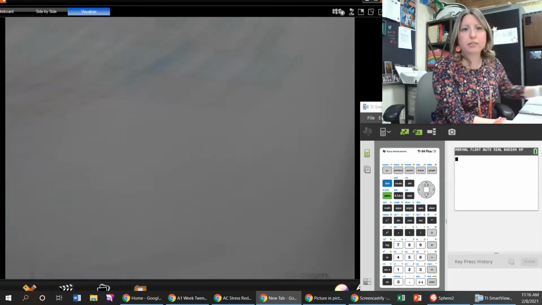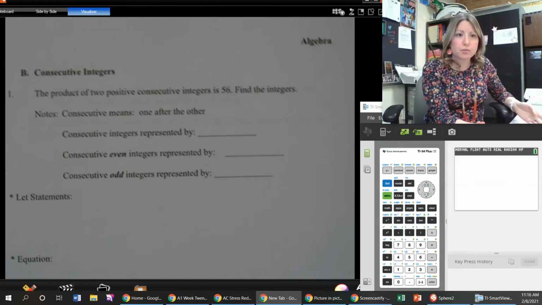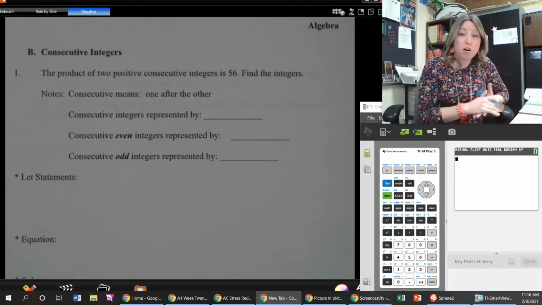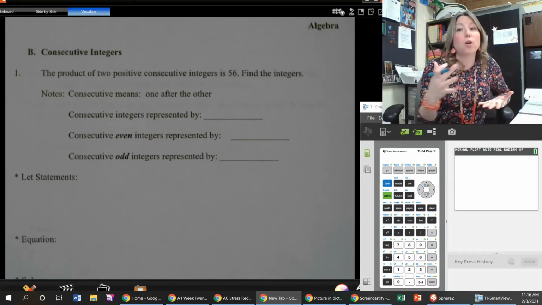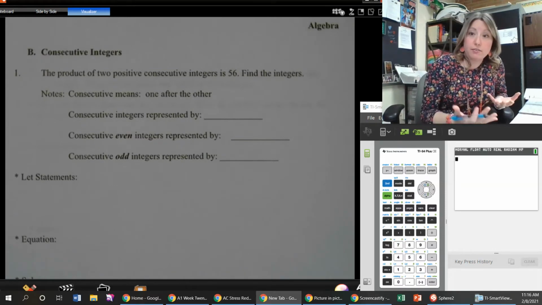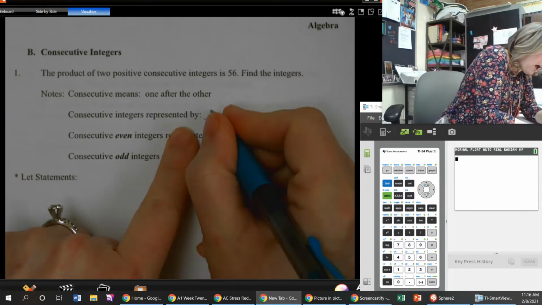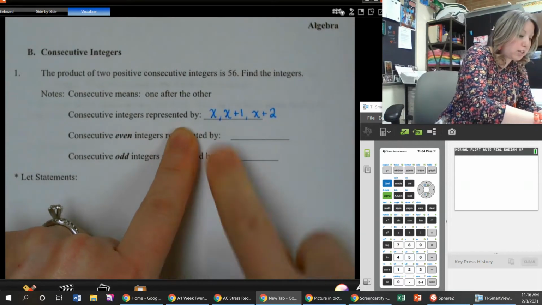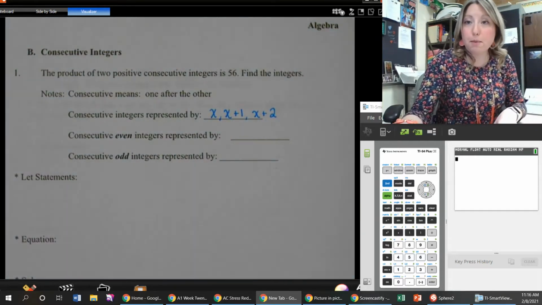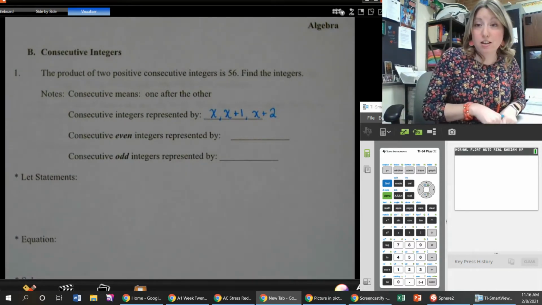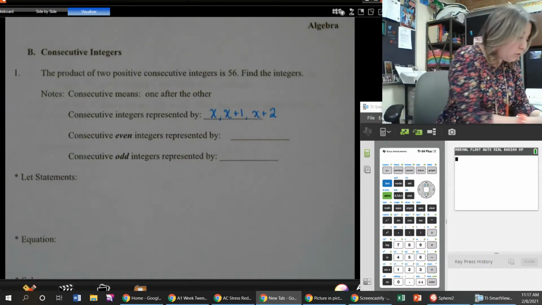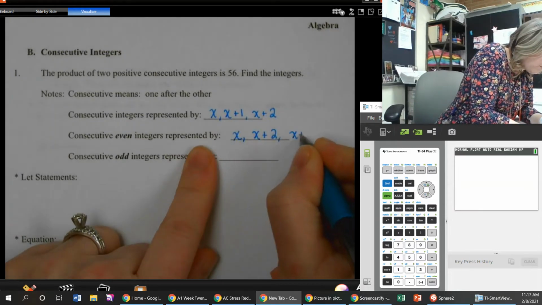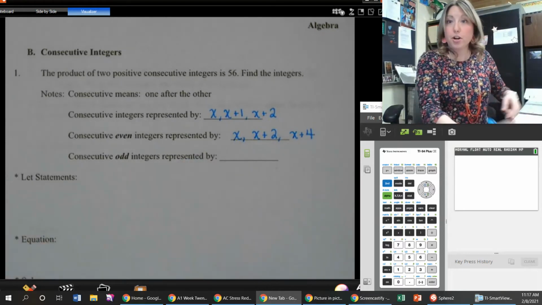And speaking of types, our next type is consecutive integers. So we discussed consecutive integers back in chapter 1 when we first started all of our algebra work. Consecutive integers are one right after another. So consecutive integers are represented by x and x plus 1 and x plus 2. So if that's 3 consecutive integers, they're right in a row, adding 1 each time. Consecutive even integers are every other. So those are x plus 2, x plus 4, because they're every other.